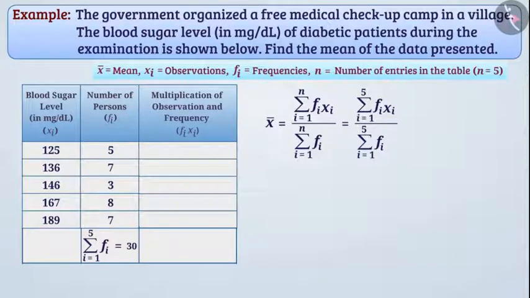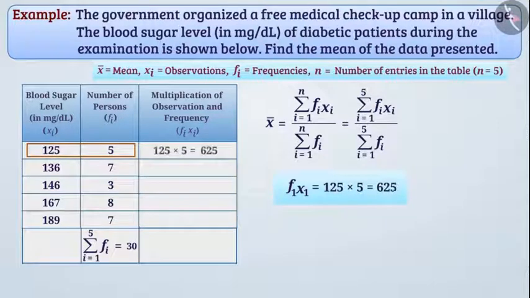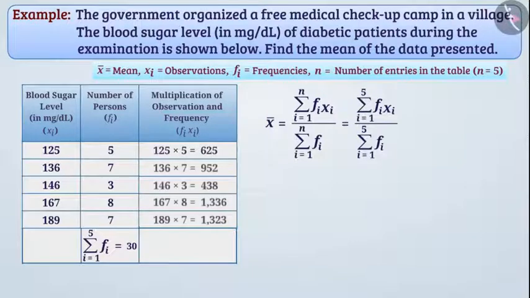Now, for each observation, we will find fi xi, which means fi multiplied by xi. For the first observation, f1x1 is equal to 125 multiplied by 5 is equal to 625. Similarly, we will find fi multiplied by xi for other observations. We will find the sum of fi xi, where i ranges from 1 to 5, which will be 4674. In this way, mean is equal to 155.8.